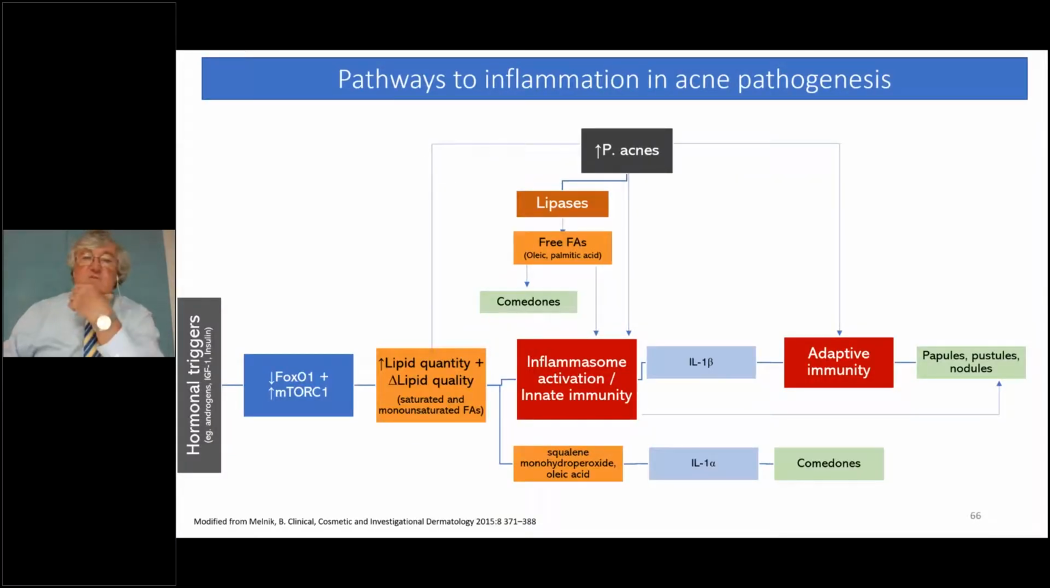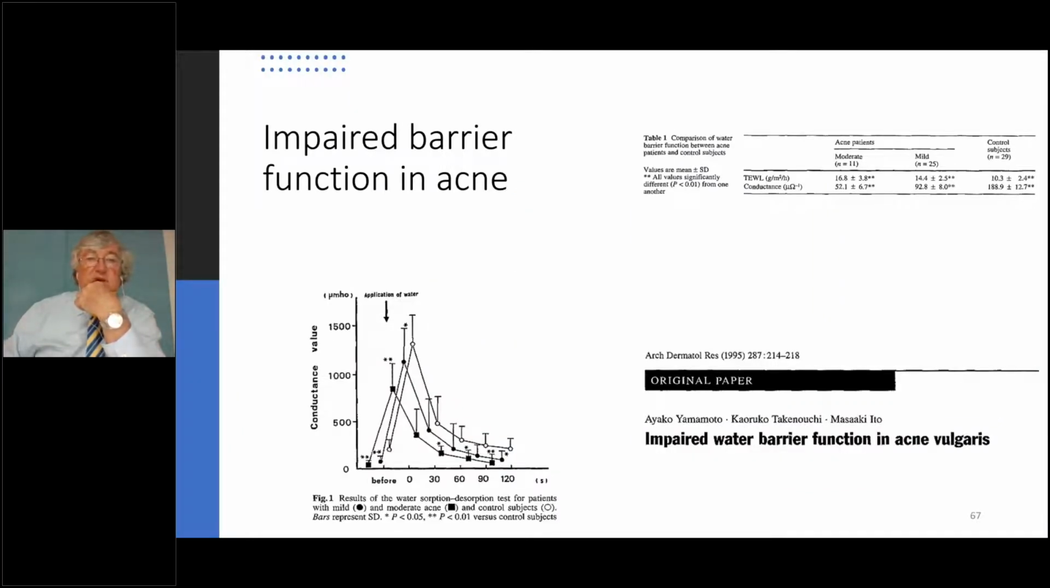And again, this is just a more cartoony type of thing. But if you see the roles of each of these things, lipid quantity and lipid quality are important in this, and the adaptive immunity also. So is there an impaired barrier function in acne? And the answer is yes.